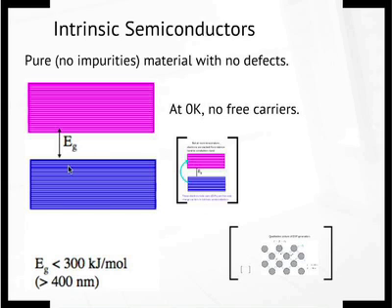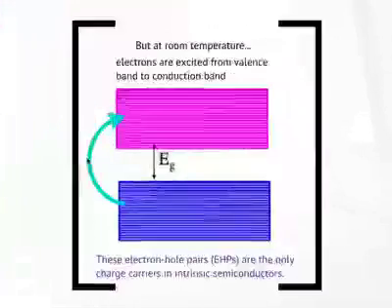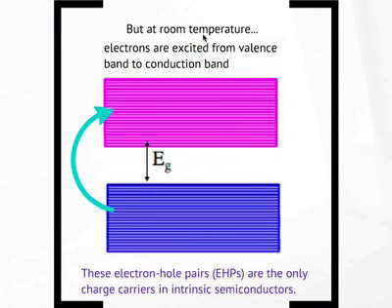Okay? Intrinsic semiconductor means this is what we have been seeing so far. The valence band is completely full. The conduction band is completely empty. They're separated by the band gap. Okay? At 0 Kelvin, no free carriers. It's an insulator. At room temperature, or at a temperature higher than 0 Kelvin, electrons are excited from the valence band into the conduction band. You have holes here, you have electrons here. These electron-hole pairs are the only charge carriers in an intrinsic semiconductor. Okay, nothing else. So it's easy to analyze them.